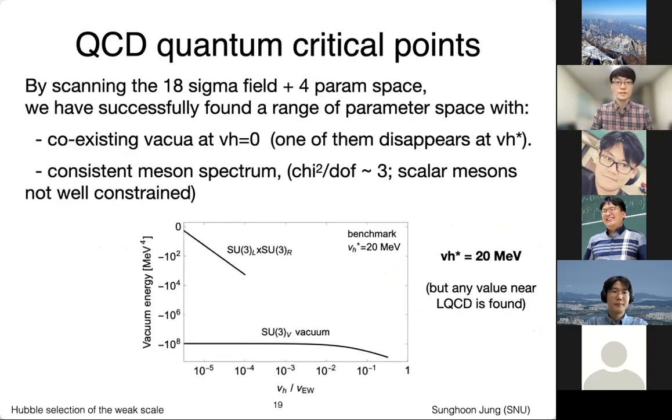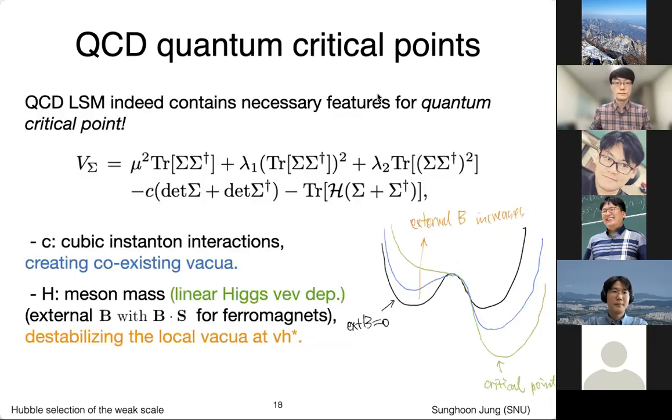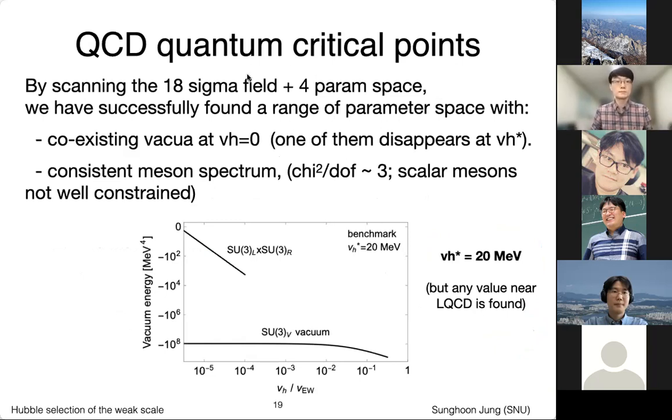Okay. So we have indeed scanned the full 18-dimensional sigma field space plus the parameter space. That's four, or maybe five: mu, lambda one, lambda two, C, and we vary the H. Okay. So in this larger parameter space, fortunately and surprisingly, we have successfully found a range of consistent parameter space that must have coexisting vacua when the Higgs vev is zero, but at some large Higgs vev, the higher energy vacuum becomes classically unstable. And this Higgs vev is the critical point.